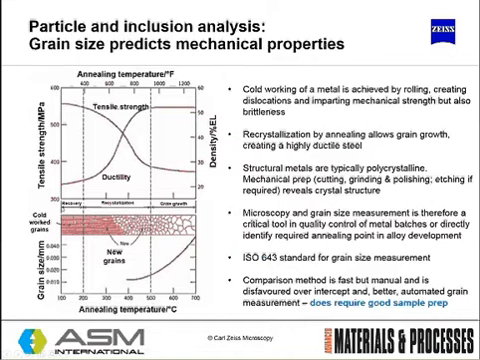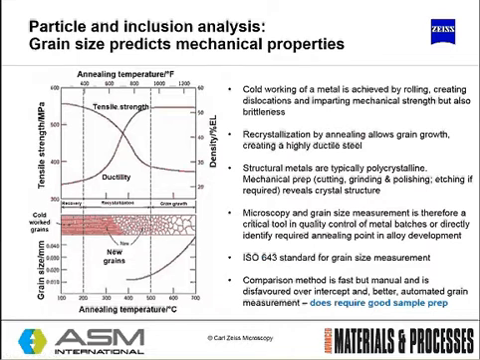So after the cold working of a metal, by rolling, dislocations are created, and that imparts mechanical strength but also brittleness. So you can see that the tensile strength will increase with annealing, but ductility will decrease. Recrystallization then allows grain growth, and that creates a highly ductile steel.